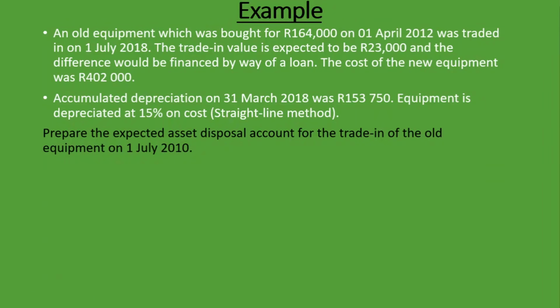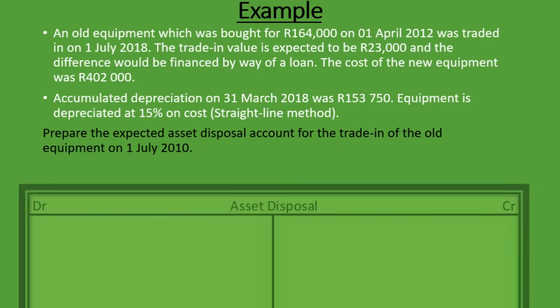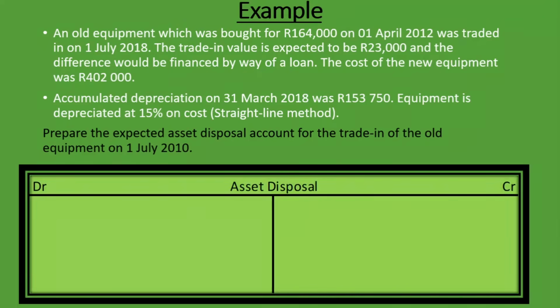So we have to do the asset disposal account, and we know how the asset disposal account looks. That is the T account. We have the debit side and the credit side. Now the question is, what is the first thing that we record?